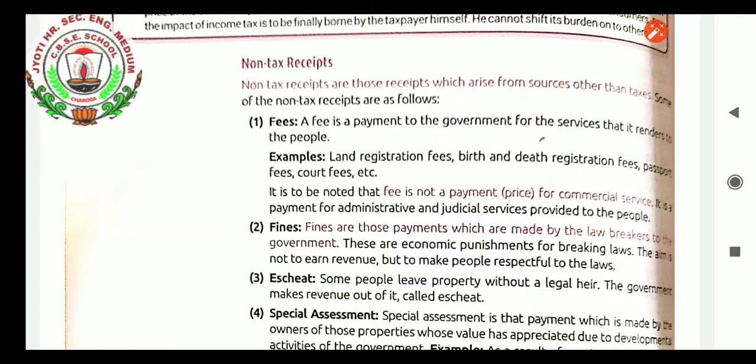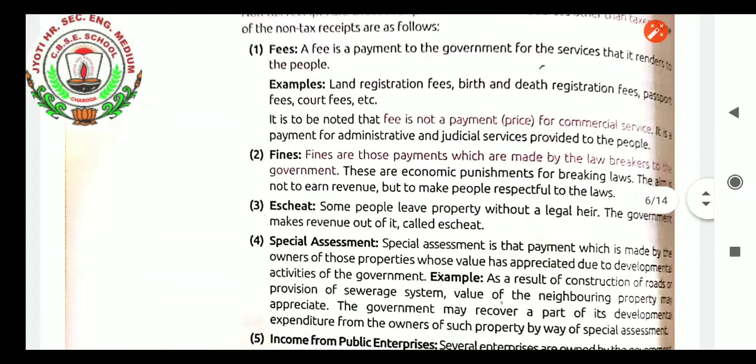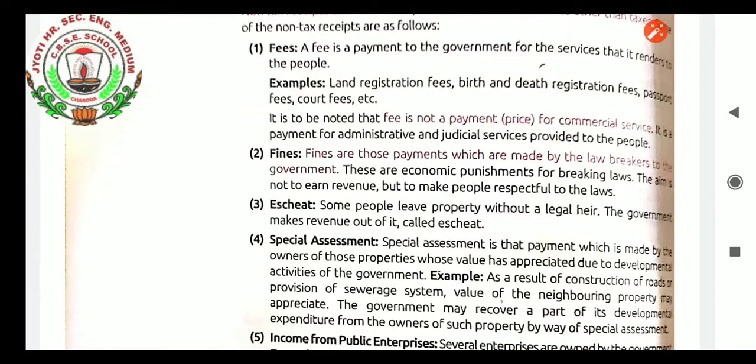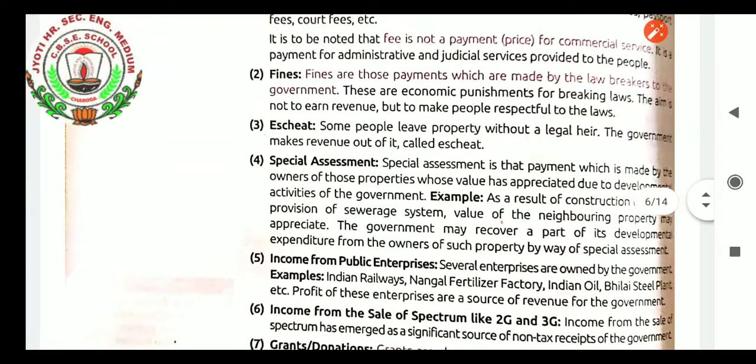Fines are those payments which are made by the law breakers to the government. These are economic punishment for breaking law. The aim is not to earn revenue but to make people respectful to the law. That is the fine. Next, escheat. Some people leave property without a legal heir. At that time that property goes to the government. The government makes revenue out of it. It is called escheat.